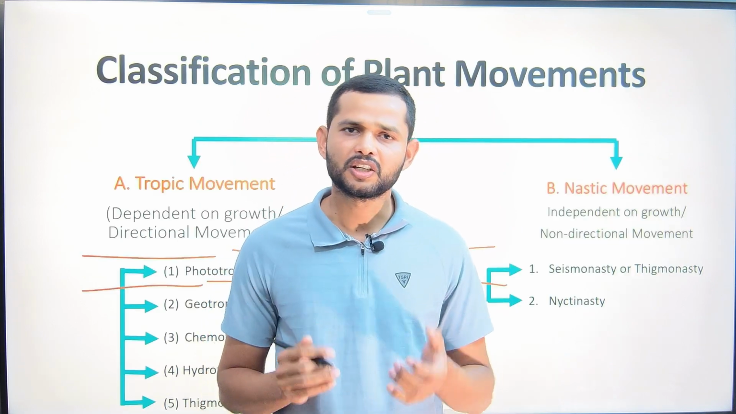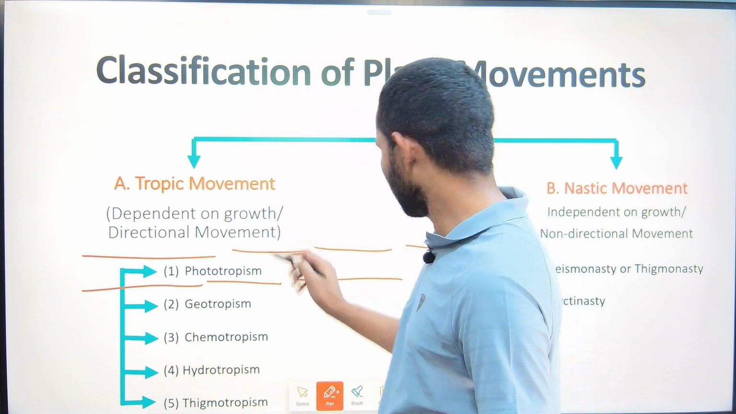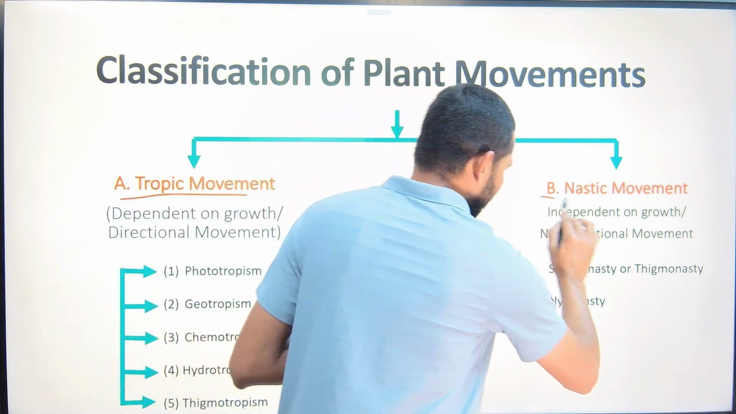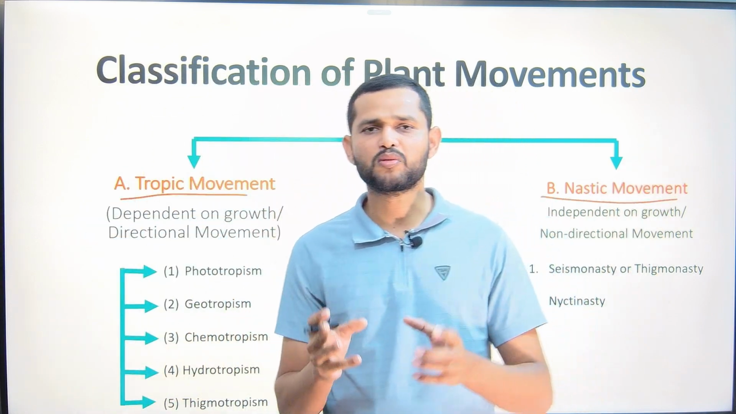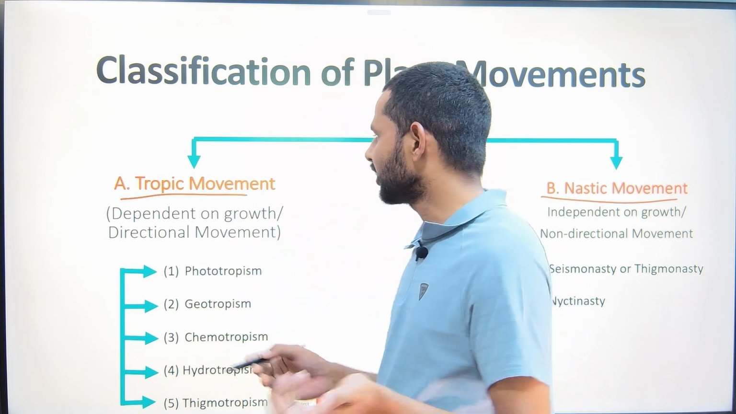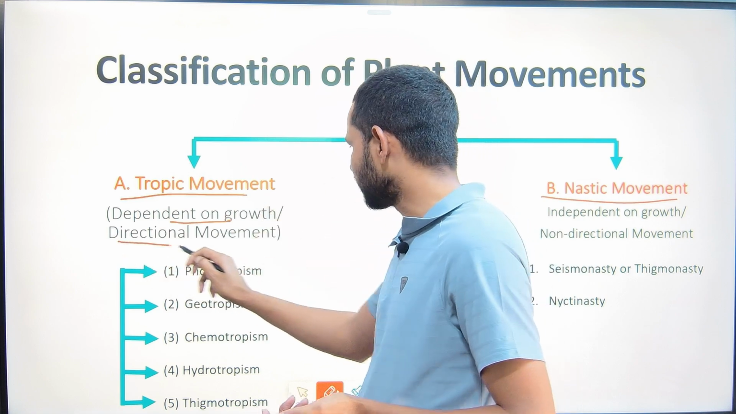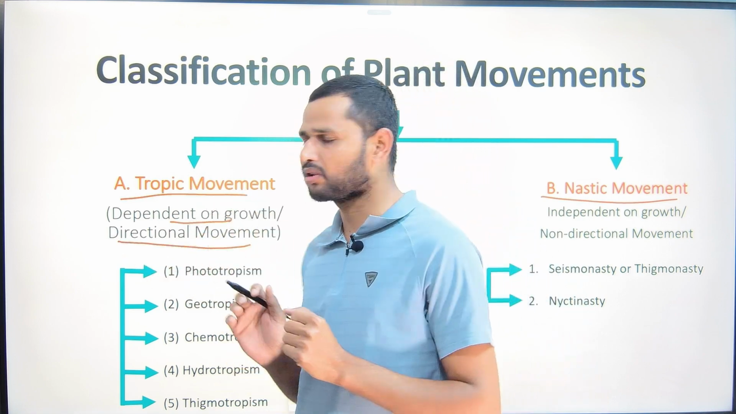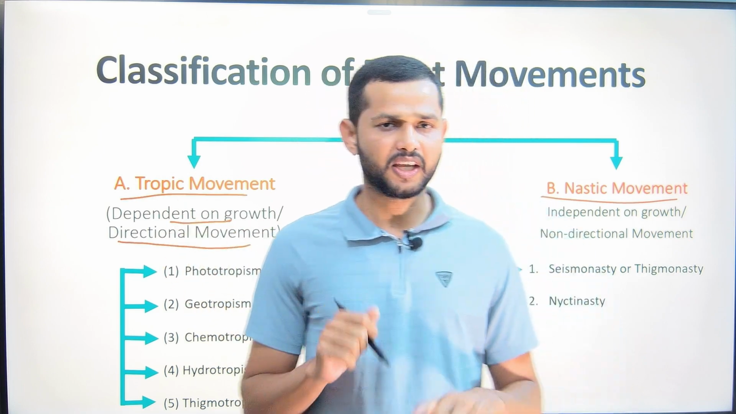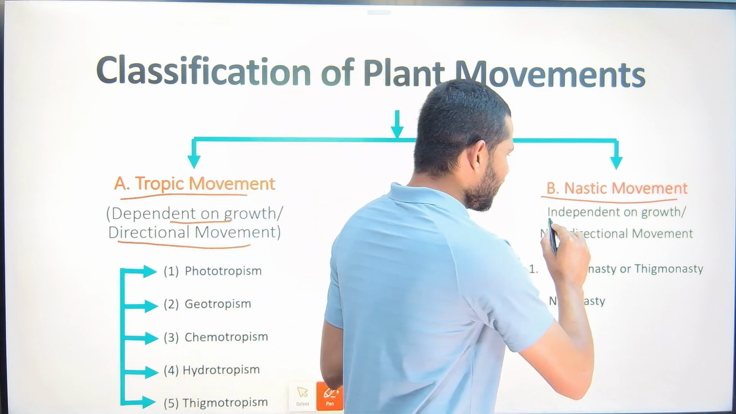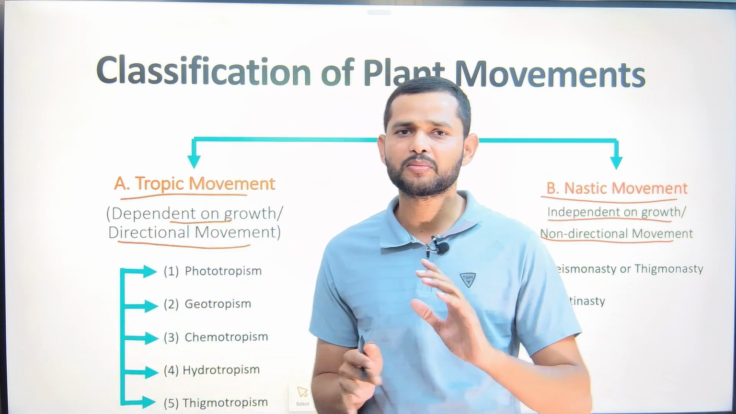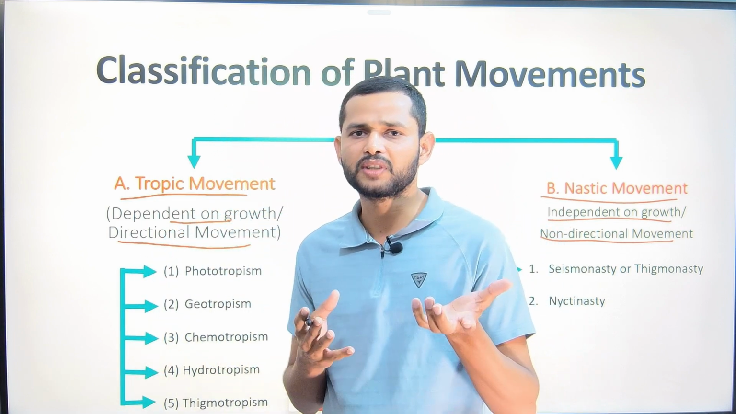We categorize plant movements into two types: tropic movements and nastic movements. These two types are very important and are based on the stimulus. Tropic movement is dependent on growth and is a directional movement. Nastic movement is independent of growth and is a non-directional movement. There is no relation between the stimulus and the direction of the movement.